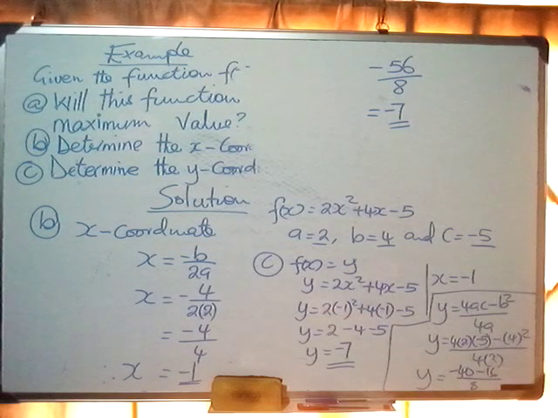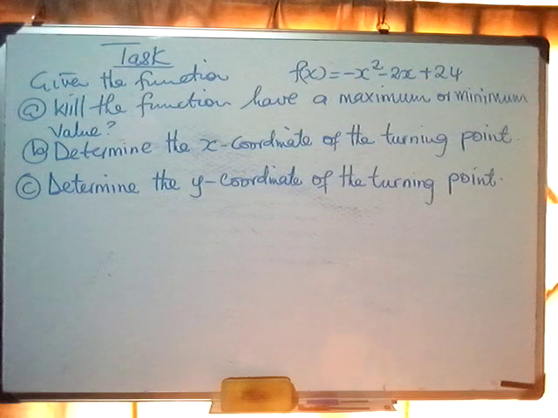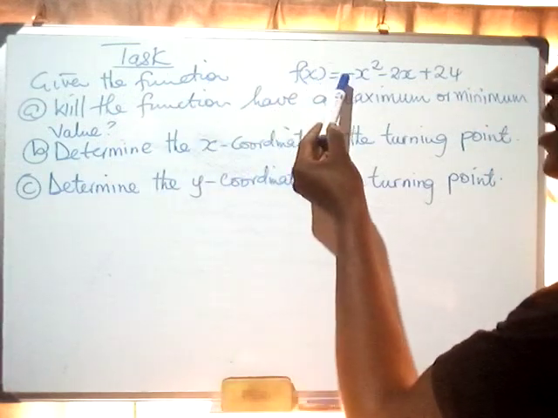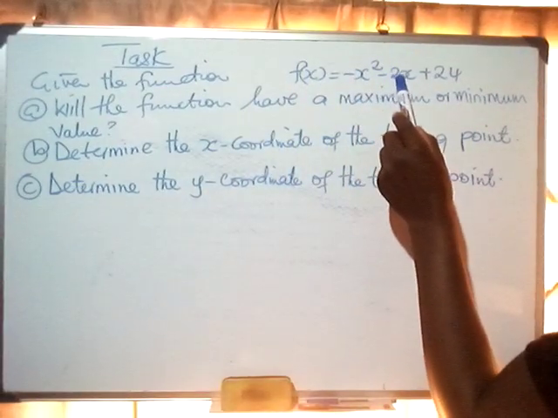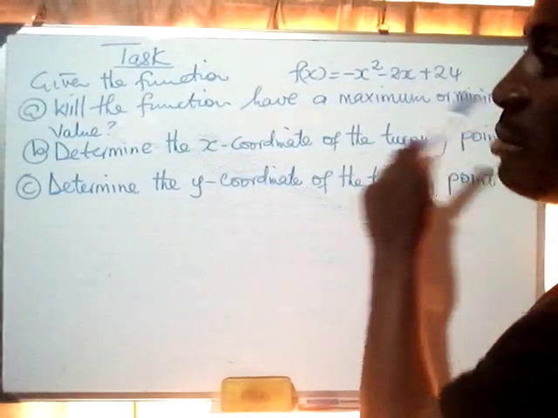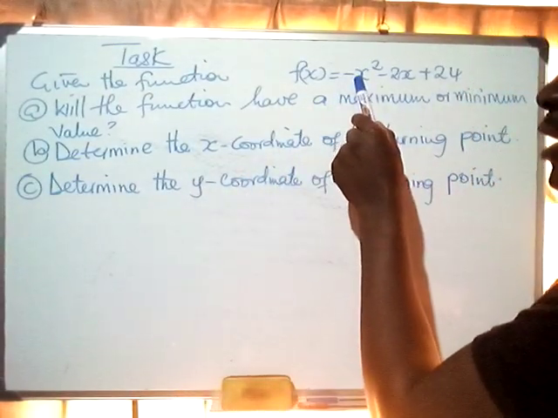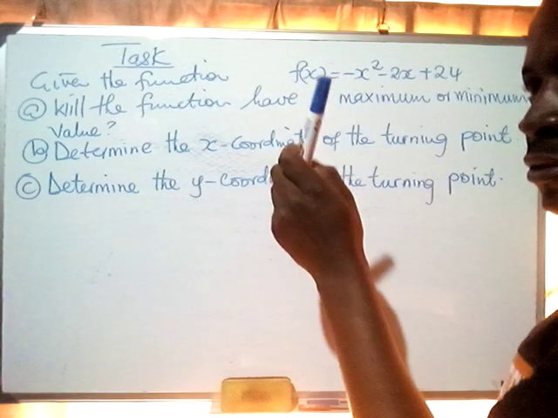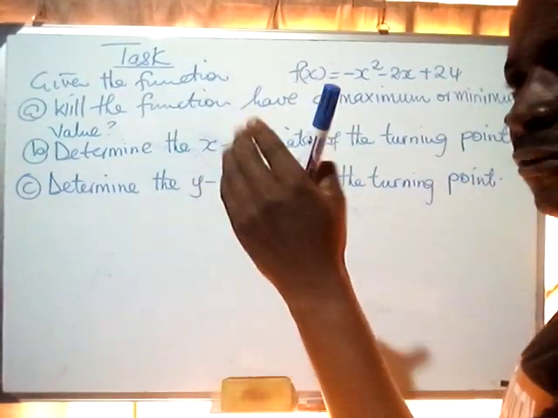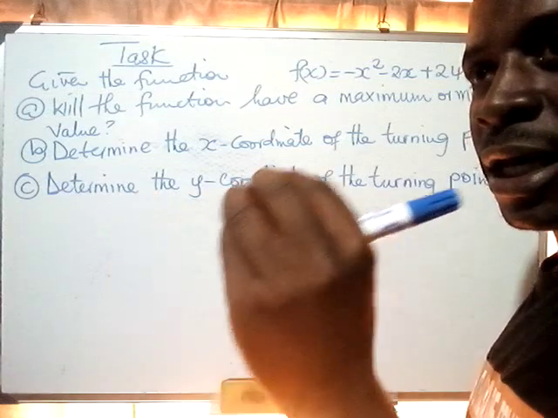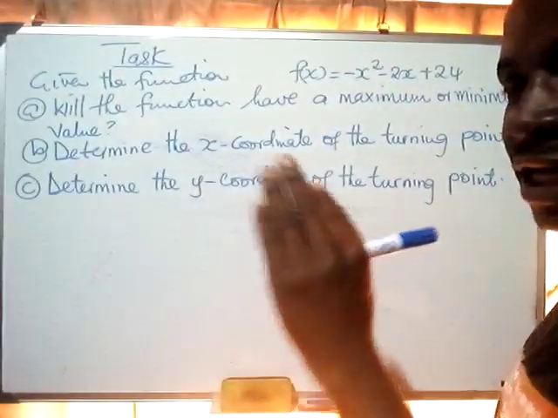Let me give you a task concerning this so that you work it out. The task on the board: given the function f of x is equal to -x squared minus 2x plus 24, will the function have a maximum or minimum value? You decide. What is the value of a? Is the value of a positive or negative? When it is positive, will the graph be a maximum or minimum? When it is negative, will the graph be a minimum or a maximum? You decide and send the solution.